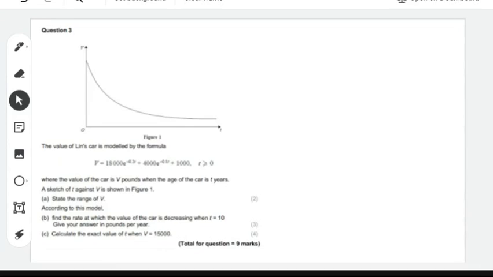The formula V equals that, where the value of the car is V pounds when the age of the car is T years. A sketch of T again. State the range. Ooh, the range. Okay.